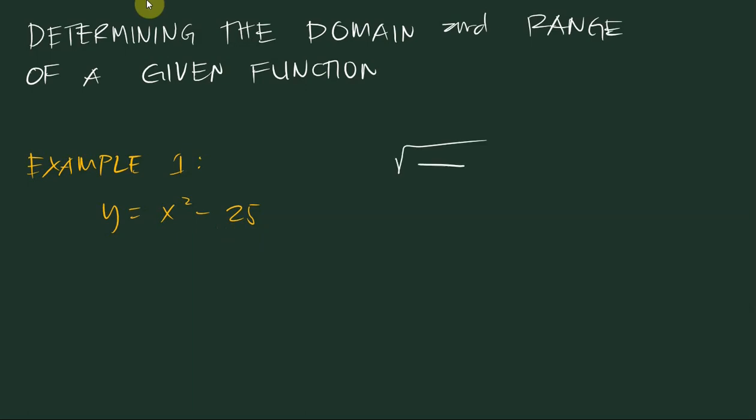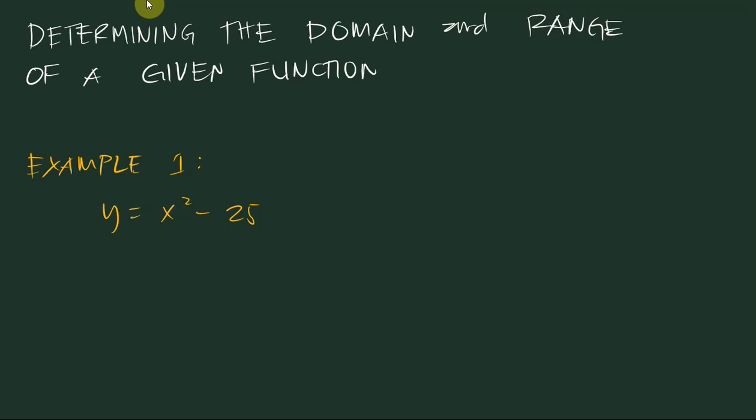For example, we have a radical symbol. So the expression inside the radical symbol should be greater than or equal to 0. And if we have a rational expression, the denominator should not be equal to 0, for it to be defined.